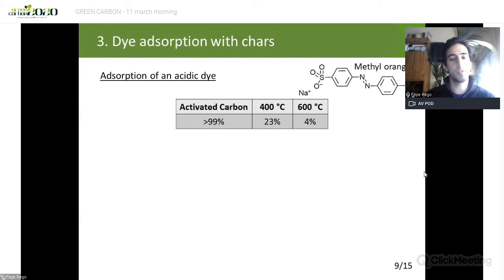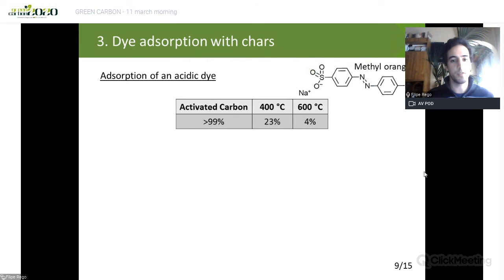So then, trying to explain what's happening, what the mechanisms are, I tried a different dye. Now an acidic dye, methyl orange. Again, the activated carbon removed pretty much all of the dye. And what I found now was that the removal could not be as high as with methylene blue. So only 23% maximum removal with 400-degree char and 4% with 600-degree.